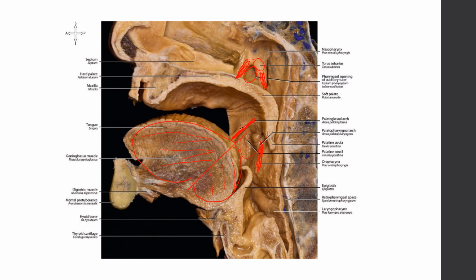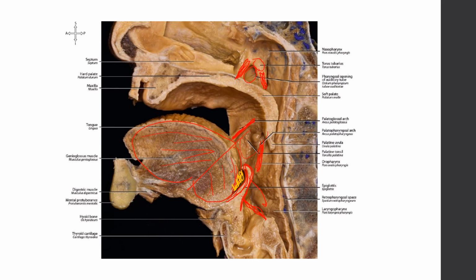And if we look at other important features, this is the epiglottis. So the epiglottis moves backwards during swallowing, closing the laryngeal inlet, and prevents food entering the larynx and the airway during swallowing. And the space between the posterior aspect of the tongue and the epiglottis is the vallecula. So this area is called the vallecula.